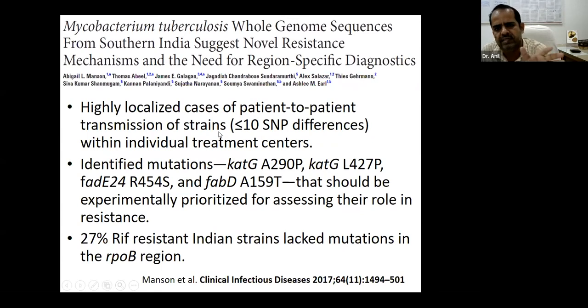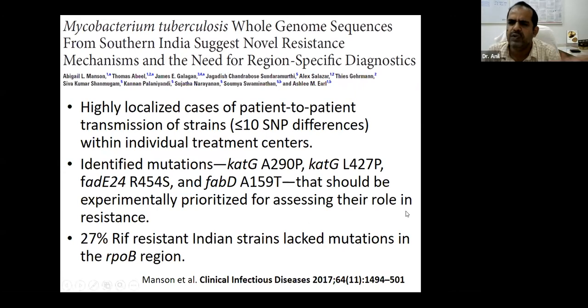Now, there are 2 very landmark studies where whole genome sequencing was done in India. These were South Indian isolates. Using whole genome sequencing only, they could identify that there was intense patient-to-patient transmission in the individual treatment centers. The treatment centers were hotspots for transmission. That's what they identified with whole genome sequencing.